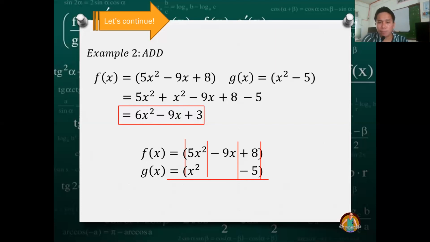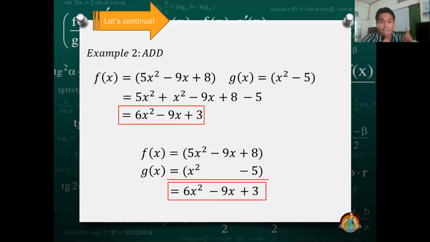Sige, and then add 5x squared plus x squared will give us 6x squared. Bring down negative 9x kasi wala naman siyang partner. And positive x plus negative 5 will give us positive 3. And that will be our final answer. Klaro? Okay, very good. So, that's it.